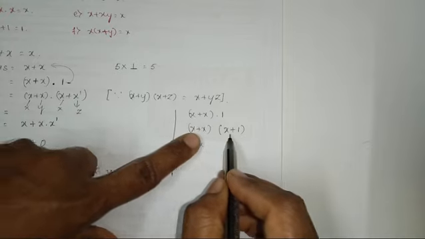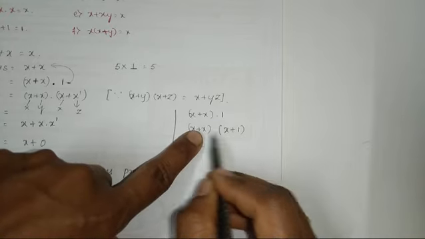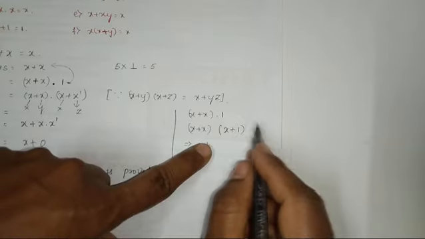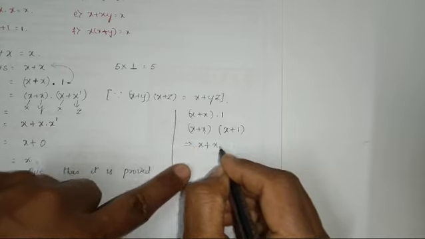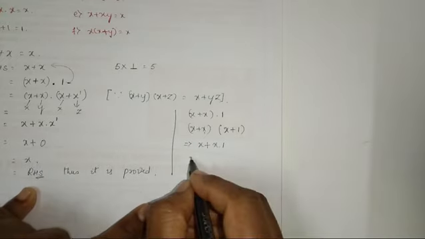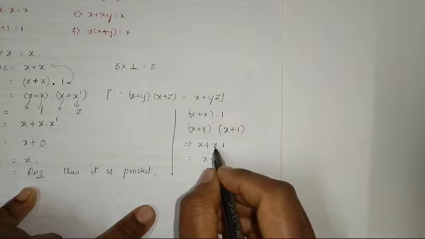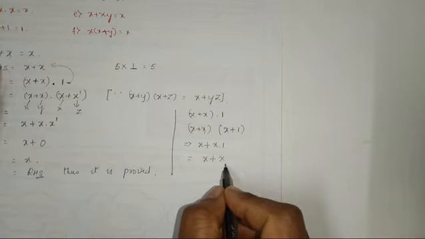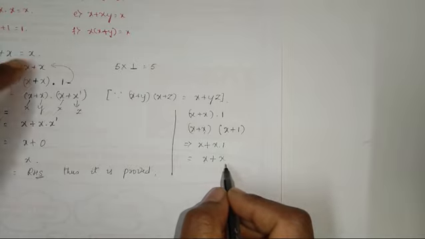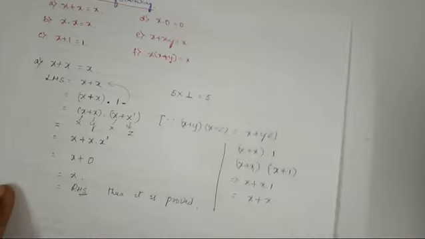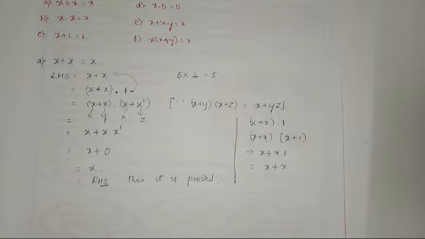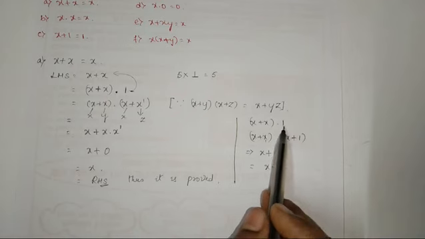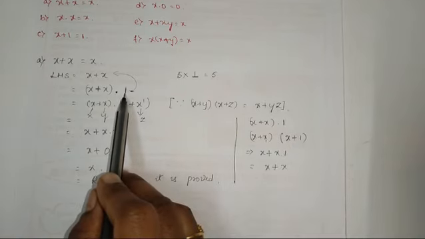X plus x in place of x, x is there. In place of y, x. In place of z, x. So x plus y into z. Y is x, z is 1, which is equal to x plus x into 1 is x. X plus x. We are getting the same LHS, right? But what we have to get? We have to get the RHS, right? Okay, understood why I didn't use the x plus 1 in place of 1 while solving this.